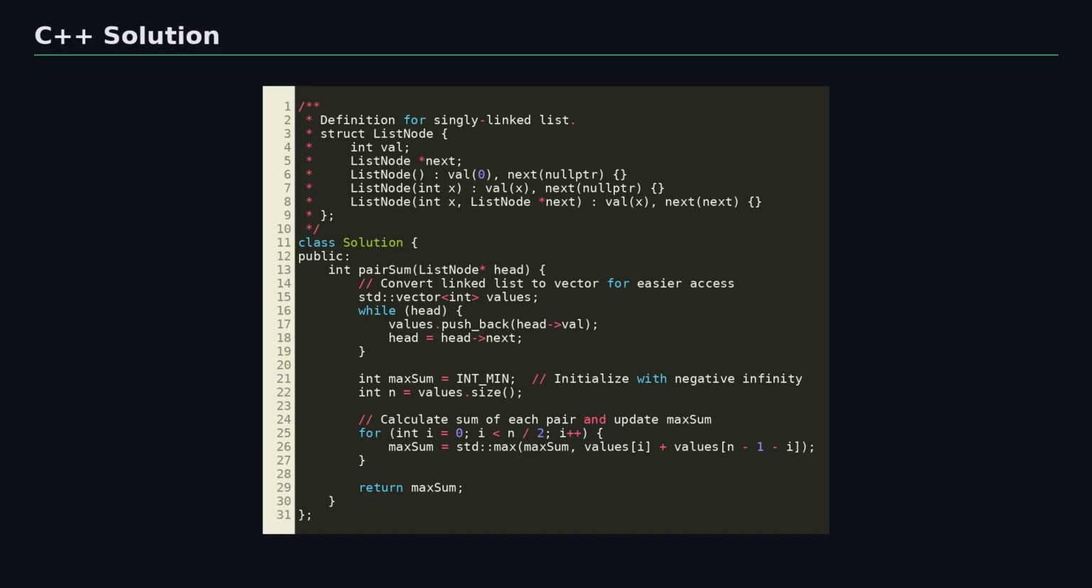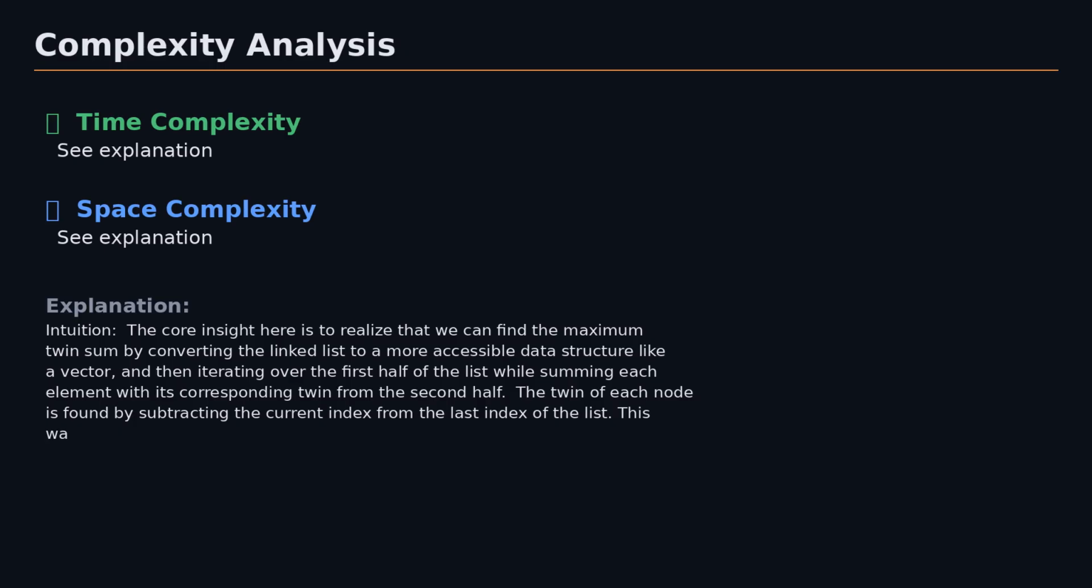We also calculate the size of the vector and store it in a variable called n. Then, we use a for loop to iterate over the first half of the vector. And for each element, we calculate its twin sum by adding it to the corresponding element from the second half of the vector. We use the formula values[i] + values[n-1-i] to calculate the twin sum, where i is the current index and n-1-i is the index of the corresponding twin. We update maxSum if the current twin sum is greater than the previous maximum. Finally, we return maxSum after iterating over all pairs.